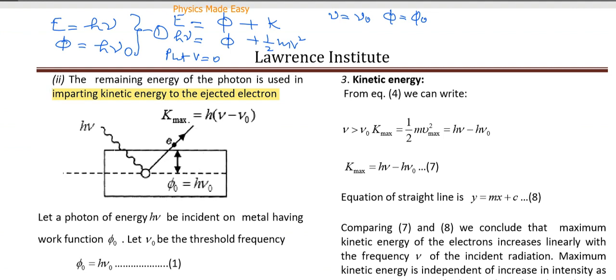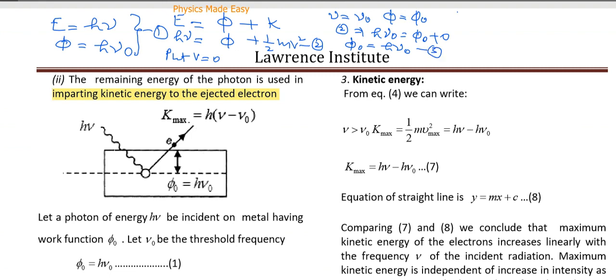Now, if we put these values in this equation, equation 2 becomes h nu naught is equal to phi naught plus 0. This implies phi or phi naught, I have written it by phi naught, is equal to h nu 0. You can even just write phi. So, I shall be using this value in equation 2.